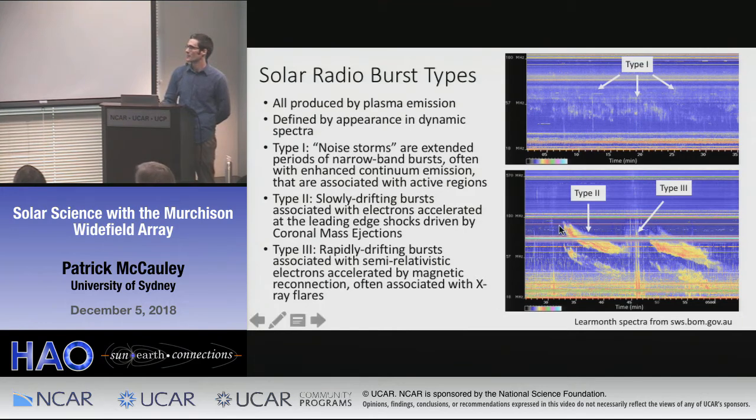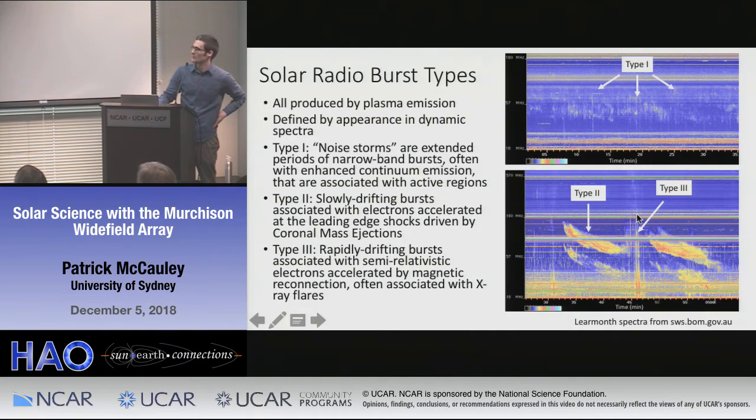This is an example of a type 2 burst, and it will start at a higher frequency, and then it will drift down to a lower frequency as the shock propagates outward through lower and lower background densities. That gives you lower and lower frequency radio emission. So type 2s are defined by that slower drift rate. And so this band up top would be the fundamental emission, and then this would be the second harmonic. And then type 3 bursts are similar in a sense.